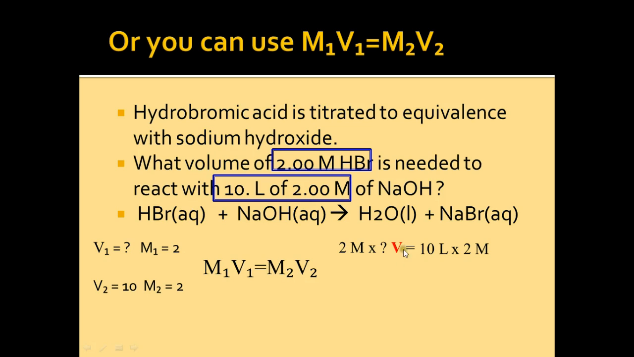To isolate V, we have to divide by 2. So we divide both sides by 2, and we're left with V by itself, with 10 times 2 divided by 2. So we do 10 times 2, which is 20, divided by 2 is 10. So that's how we got our answer.